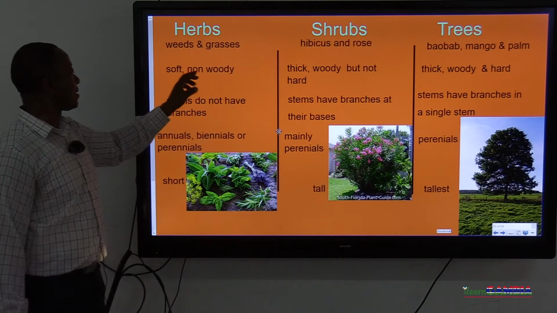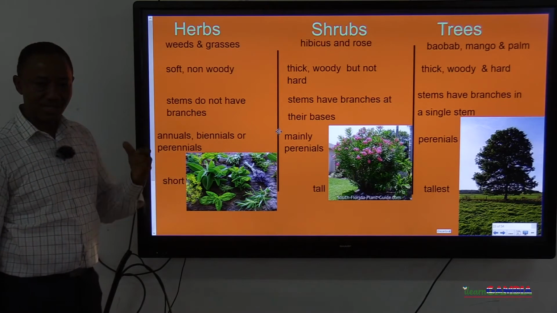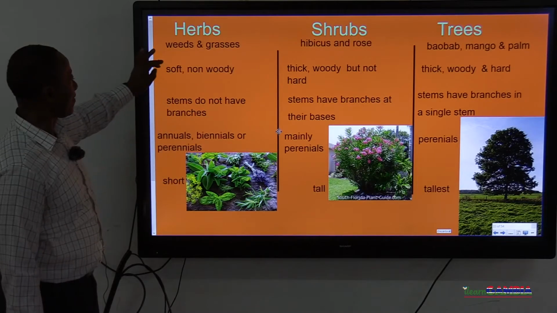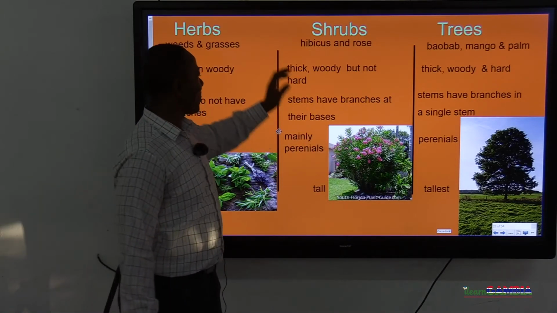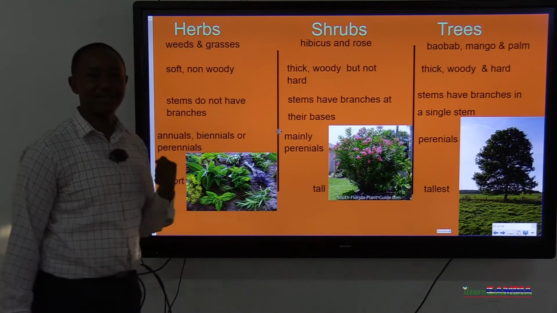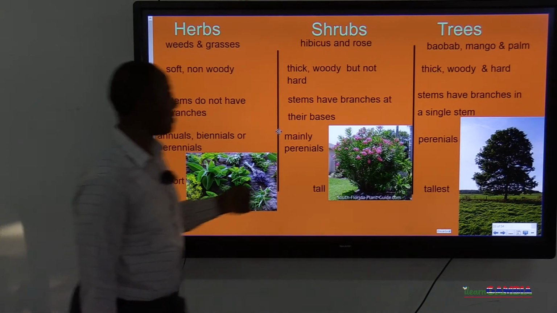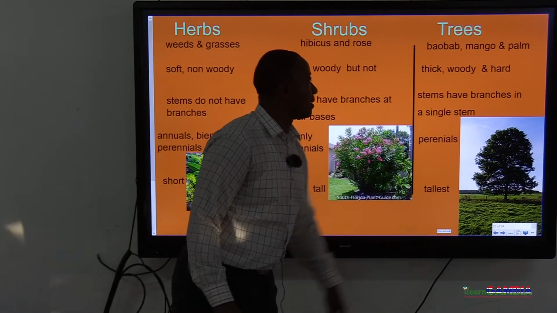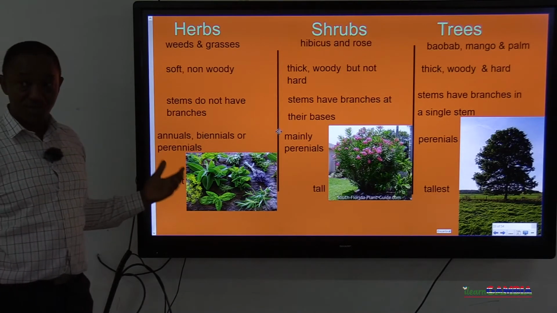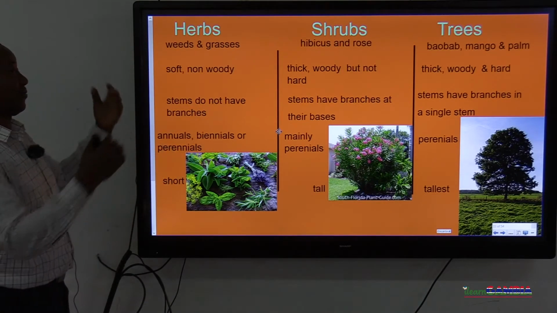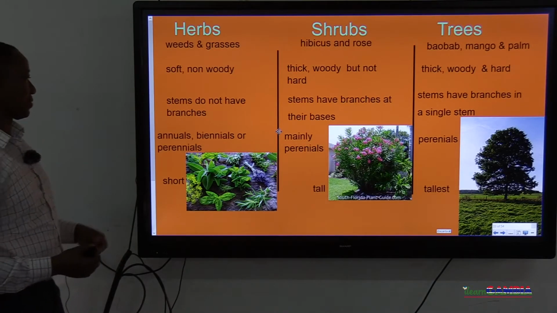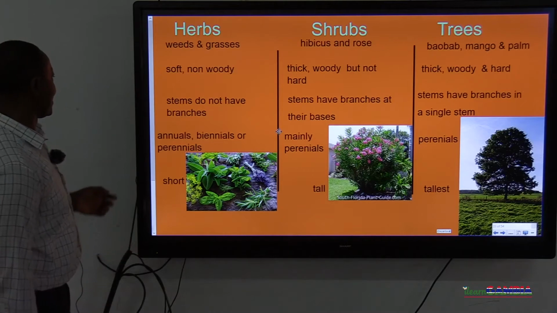The herbs don't have any wood, that hard material of the stem. They don't have any wood, and they are very soft. Now the shrubs, they are thick, they have wood, but they are not very hard. They are not that strong, like you find in the trees, which are thick and woody. That means they have a lot of wood in them. Of course, you've seen some huge trees like the baobab. That's a lot of wood, and they're very hard. You cannot easily break them because of their strength and, of course, their size.